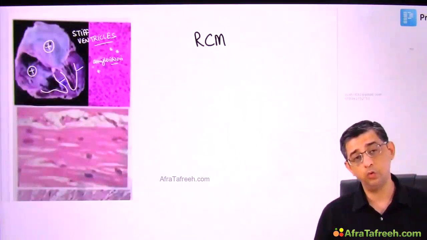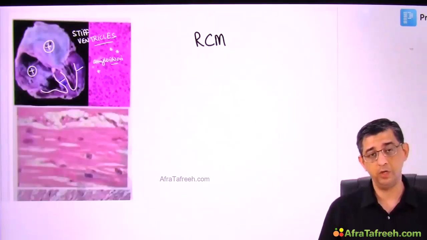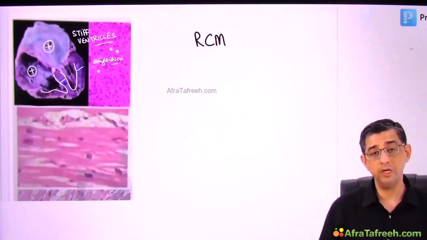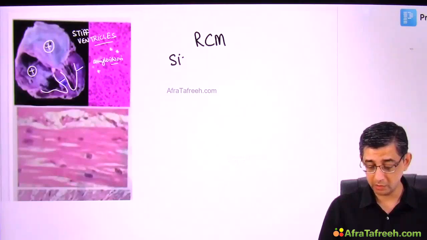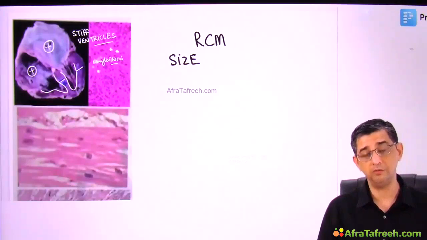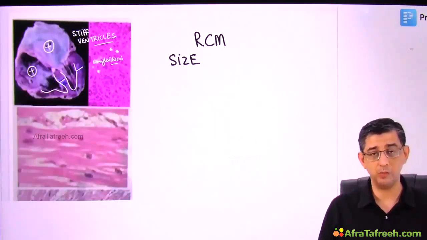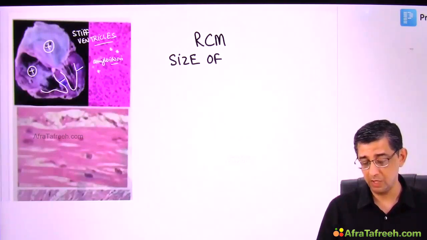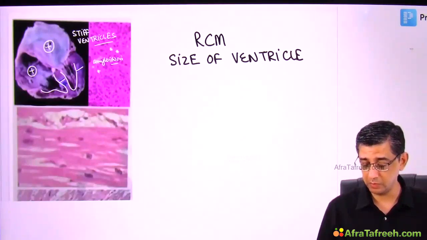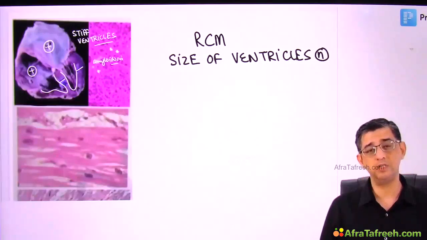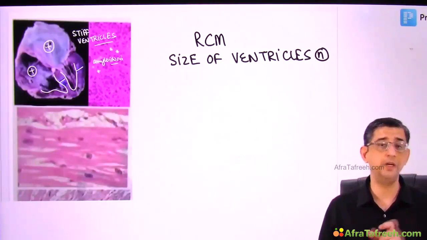Restrictive cardiomyopathy overall is the rarest type of cardiomyopathy that you will be encountering. One of the important diagnostic criteria that must be demonstrated, both on echocardiography and on post-mortem if the person has expired, if you want to be sure that this was RCM, is that the size of the ventricles should be perfectly normal, or sometimes you might say non-hypertrophied, non-dilated ventricles.